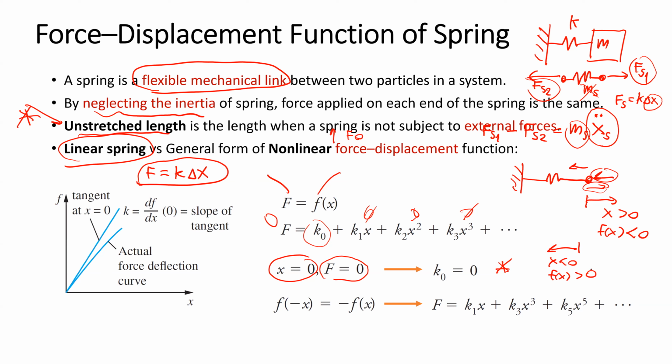So when we have the same magnitude of displacement but opposite direction, we get the same magnitude of force but in the opposite direction. It means that the spring force needs to be an odd function. The second power and the fourth power are going to be removed. We only have the odd powers in the function.